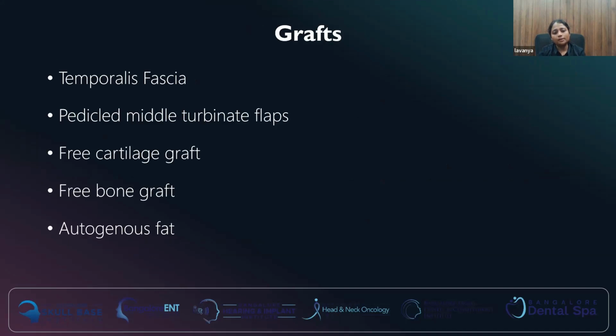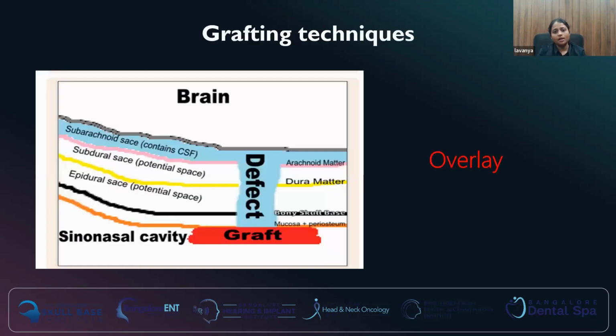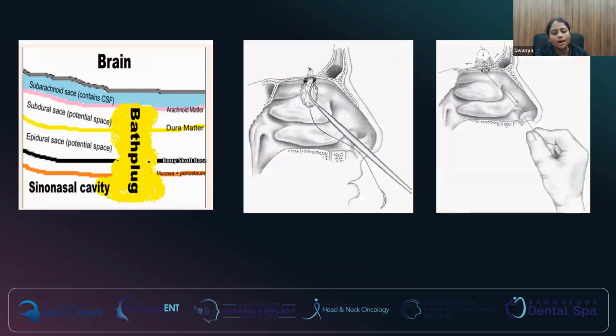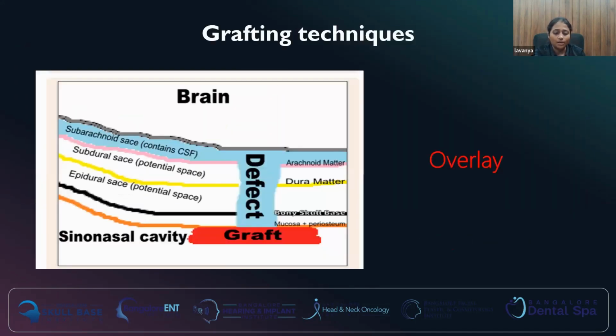Middle turbinate pedicle flaps are more commonly used. Nasoseptal pedicle flaps are also very commonly used. Autogenous fat is used in certain cases for the bath plug technique, for decreasing and repairing the defect. If you look at the grafting techniques, there's the overlay technique, intradural underlay, extradural underlay, and then the bath plug technique. So these are broadly the major techniques that are more commonly used.